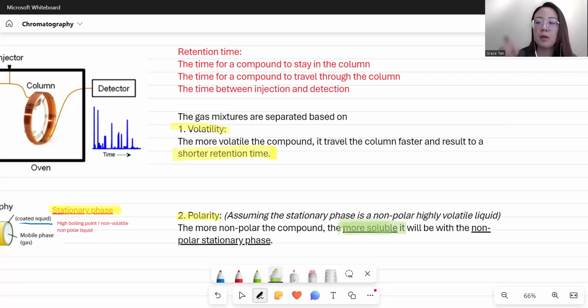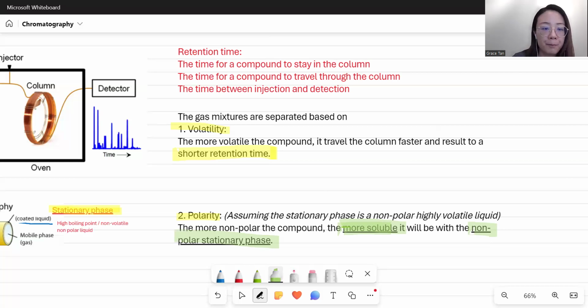What is partition? Partition is defined as the separation based on different solubilities between the stationary and the mobile phase. You either choose to be more soluble with the stationary phase or more soluble with the mobile phase. So the word you need to use here is soluble. So if you're non-polar, you are more soluble with the non-polar stationary phase via ID-ID interaction. Are we clear? Okay, yeah. So if you are polar, then you'll be less soluble with the non-polar stationary phase.